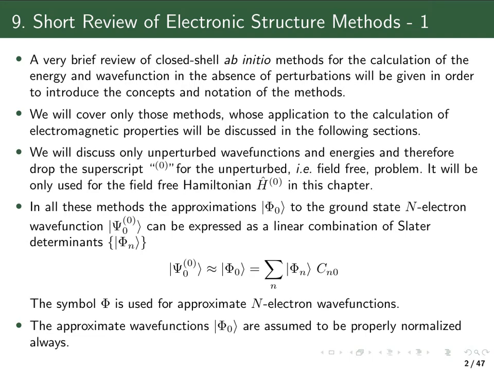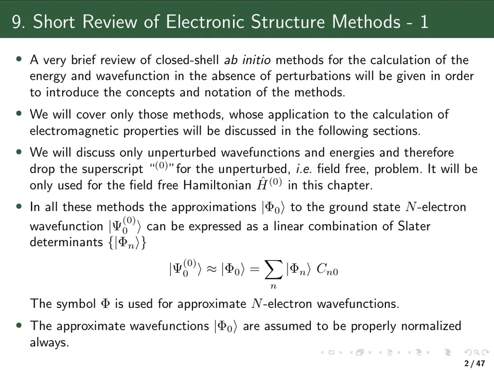The different approximate wave functions in this chapter will be indicated by the symbol capital Phi to show clearly that it's an approximation to the exact unperturbed wave function, which I identify by psi. Common for all the approximate wave functions in this chapter is that they can be expressed as a linear combination of Slater determinants with some coefficients capital C_n.